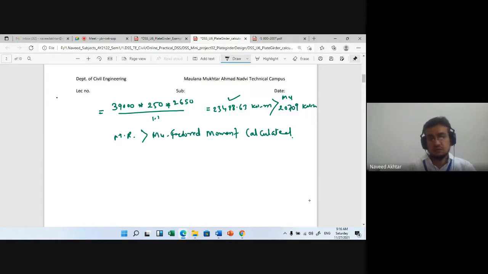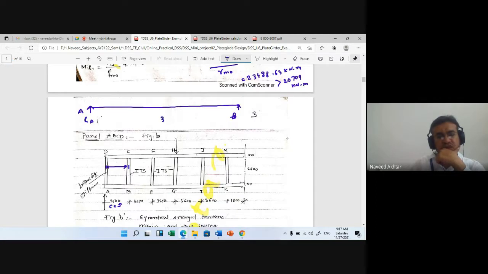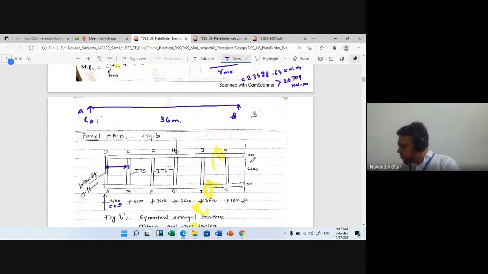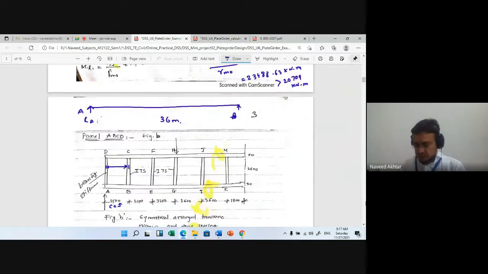Then we proceed. Our plate girder is 36 meter long, so the total length of this plate girder is 36 meter. Because of symmetry, with simple supports at both sides, we will take the half portion only, and this half portion of the plate girder we will divide into a number of panels. So why are we dividing into a number of panels?